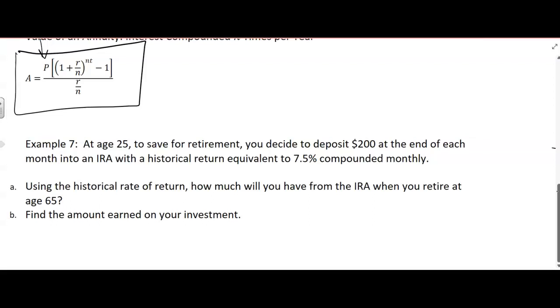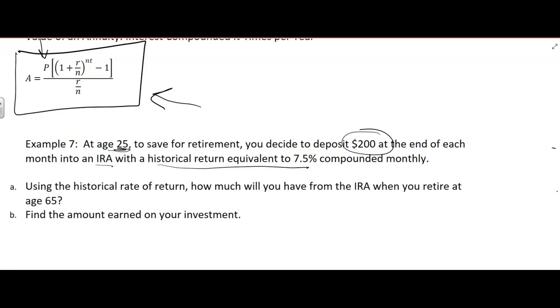So it says in our example, I'm not going to memorize that formula. I'm going to put that on my note page. Okay. At age 25, to save for retirement, you decide to deposit $200 at the end of each month. Okay. Good thing you started when you were 25. Don't wait till you're like 50 like me. Start when you're young. Okay. At the end of each month, you're going to deposit $200 into your IRA, and it has a historical return value equivalent to 7.5%.